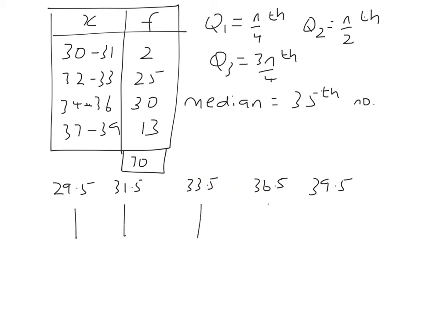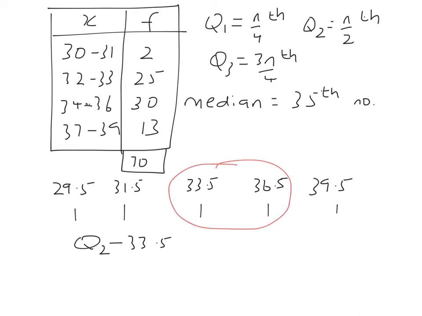So we know that the 35th number is going to be in this group here. There's 2 numbers there, there's 25 there, so the first 27 numbers are below 33.5, so the 35th number is going to be in this group here. So to work out the median value, which we'll call Q2, we can use the formula that Q2 minus 33.5, that's the lower end of the group where the median exists. So 33.5 is this value here.